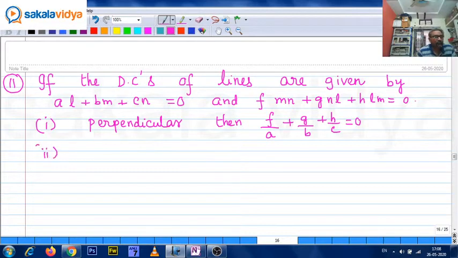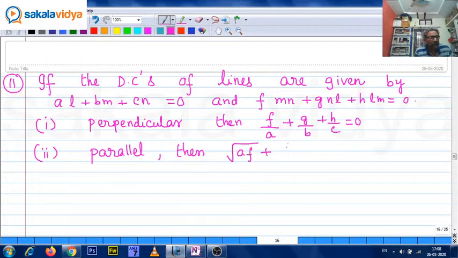Second point, parallel. When do we say parallel? Then root of AF plus or minus, it may be, no problem, root of BG plus or minus root of CH equals 0. With the help of these two conditions, we say perpendicular and parallel. That's the perpendicularity condition. Next one is the parallelism condition.